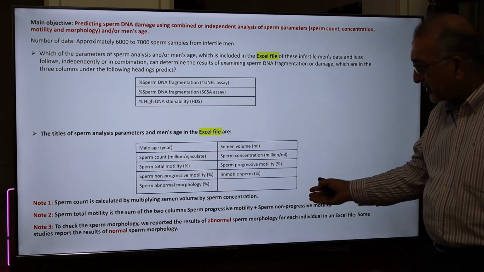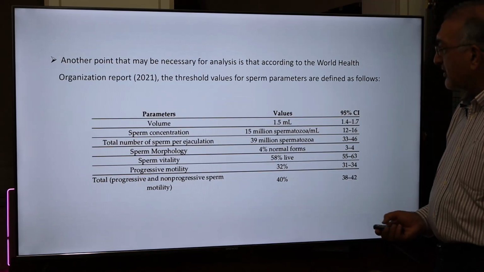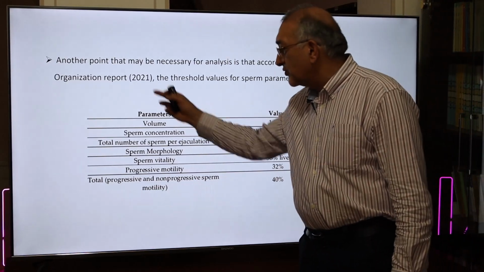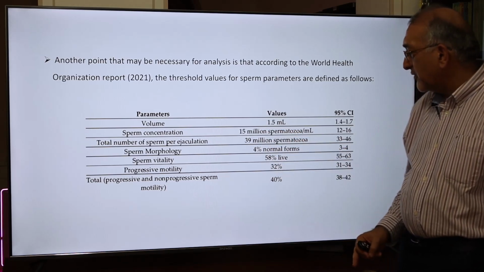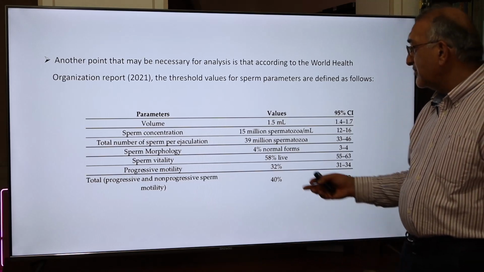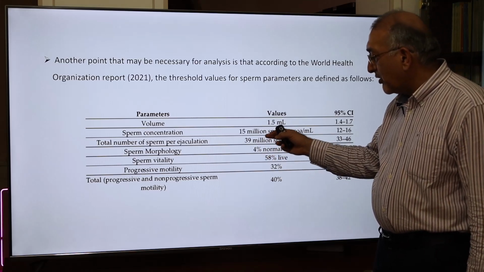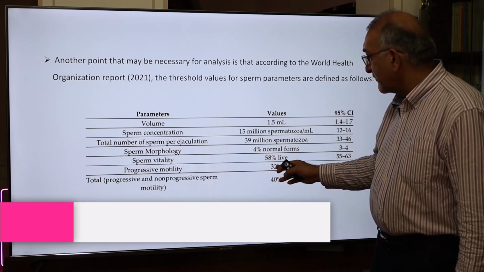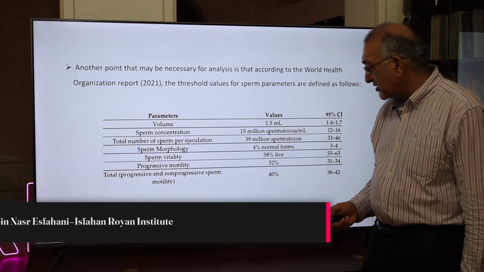The way we do some of the calculations, I have provided a description in the section below, and you can have a look at them. The normal values for semen are provided by WHO 2021. These include volume to be more than 1.5, sperm concentration higher than 15 million, total sperm per ejaculate should be higher than 39 million. Normal morphology should be 4 or above, or abnormal should be 96 or below. Sperm viability should be 58%, progressive motility 32, and total motility should be greater than 40.